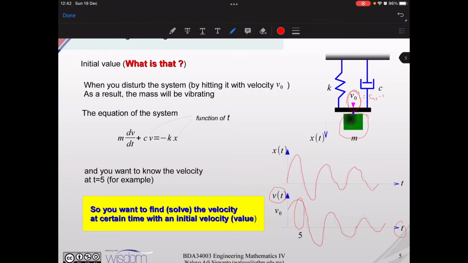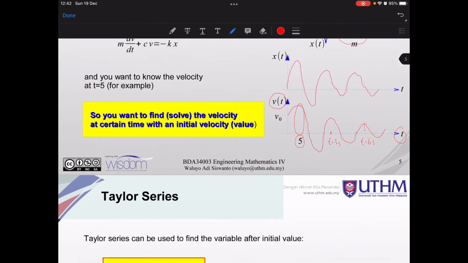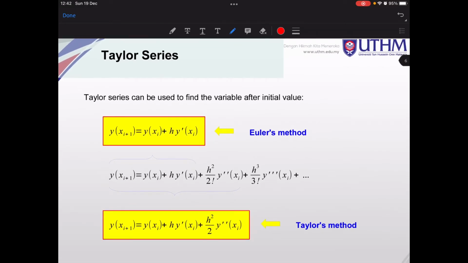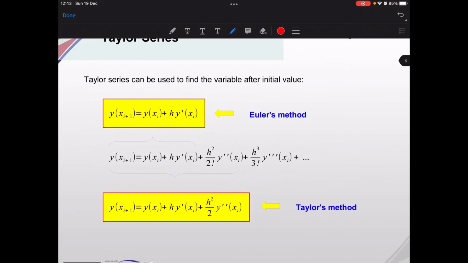As I mentioned in ODE, if we put a certain initial value, we can find the output. For example, if I want to look at t equals to 3 seconds, or maybe here t equals to 6 seconds, I can solve that by using either Euler's method or Taylor's method. So what is Euler's method and what is Taylor's method?